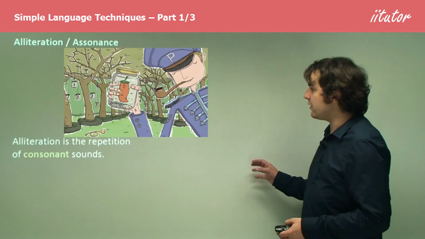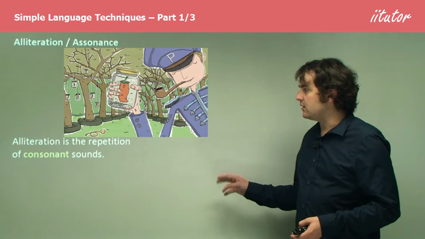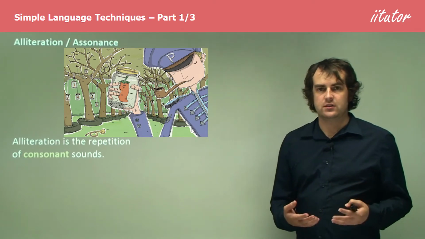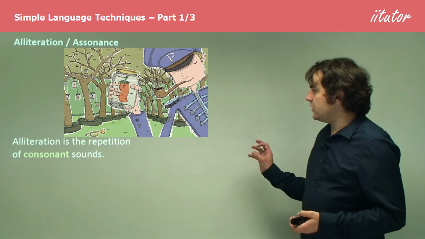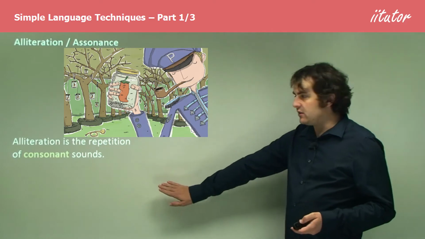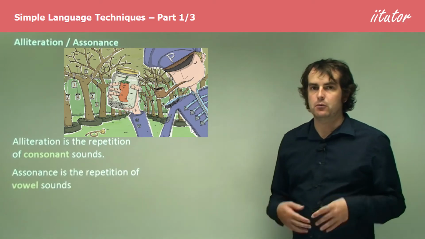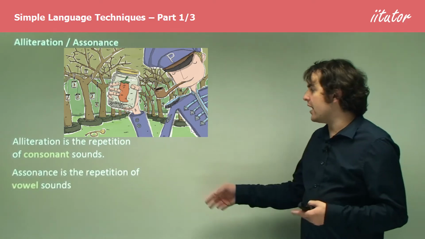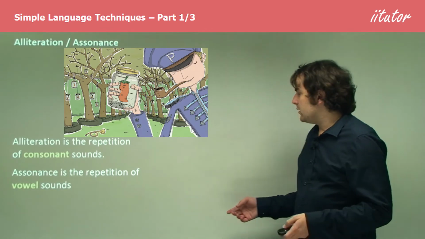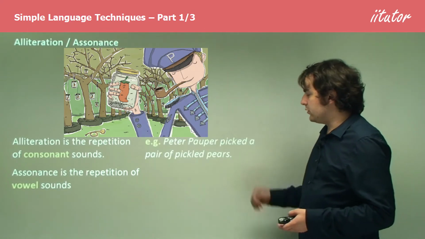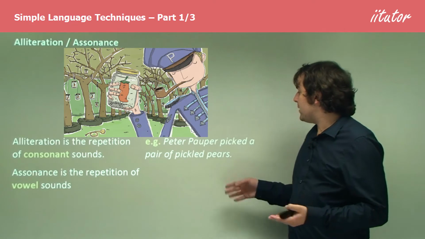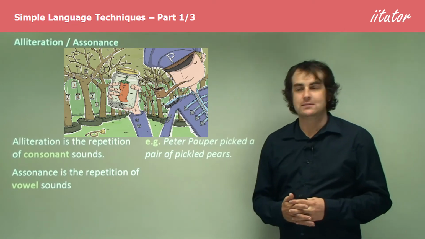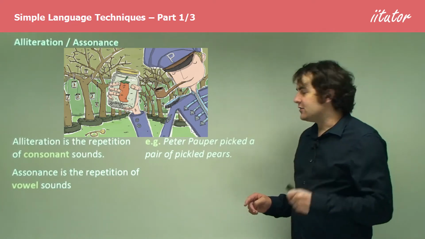So we'll start with alliteration and assonance, and basically what it is a repetition of consonant sounds. Okay, so if you're looking at alliteration, it's consonant, and assonance is just the same thing but with vowel sounds. Alright, so your A, I, O, and U. So for example, we'll look at a couple here. So Peter Pauper picked a pair of pickled pears. Alright, yeah, I dare you say that 5 times fast.